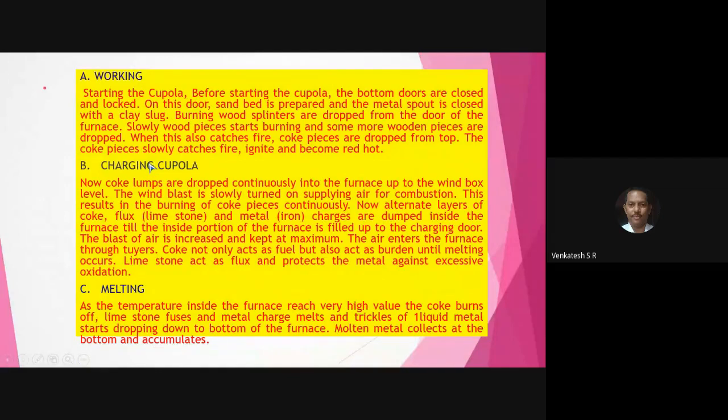For charging of the cupola, there are 3 charges. One is metal, another is flux. Flux is nothing but calcium carbonate or limestone, and the third is coke. Coke is readily available; the Singareni company supplies the coke. Layer by layer they place the metal charge, flux, and coke according to the ratio.